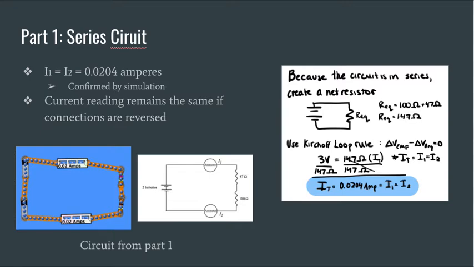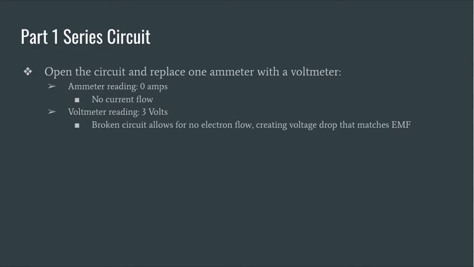When I reversed the connections of one of the ammeters, I found that the current reading was the same. I then replaced one of the ammeters with a voltmeter, creating an open circuit where there could not be a current flow. The ammeter read 0 amps, indicating no current flow due to the openness of the circuit, and the voltmeter read 3 volts across the break in the circuit.